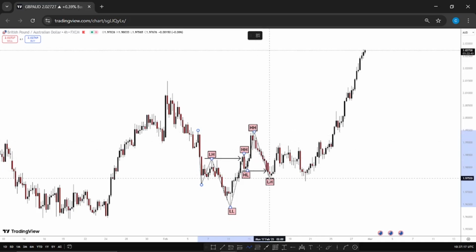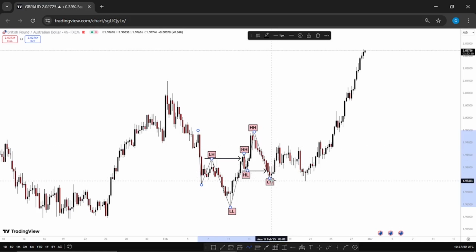So at this point, we can also say there's a shift in market structure. Why? Because price created a new lower high. So now we can see there's a shift in market structure from bullish to bearish market structure. So why is this our new lower high? Because this high is lower than its previous high. After this high was created, what did price do next?